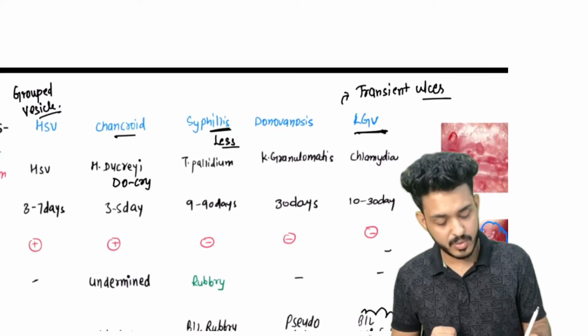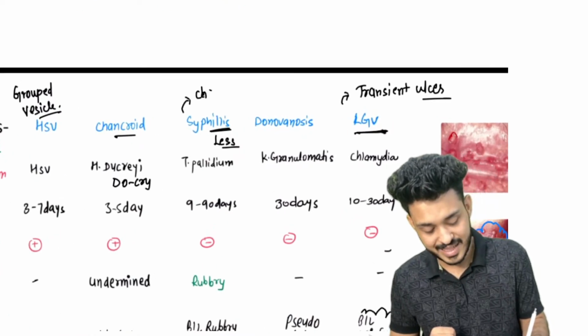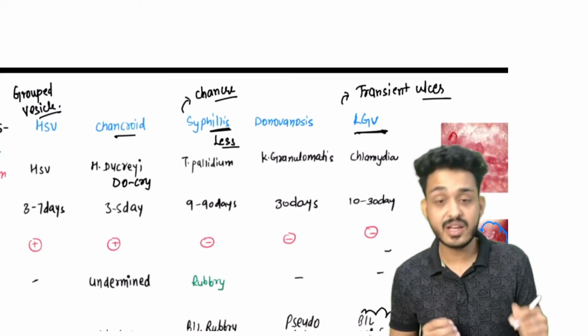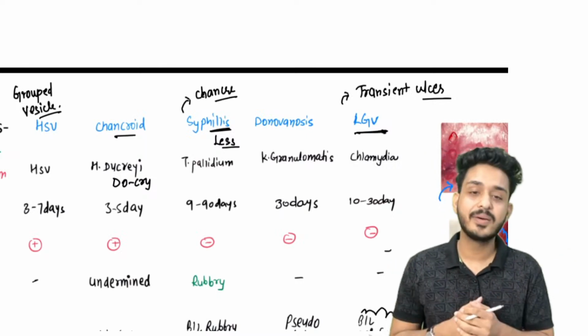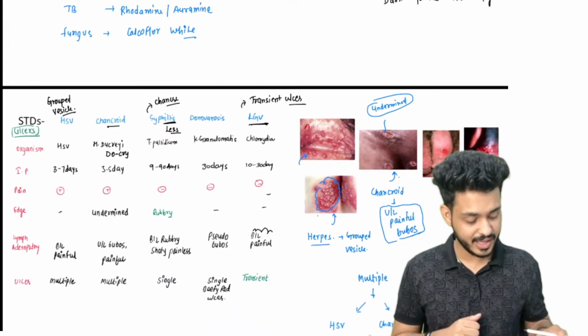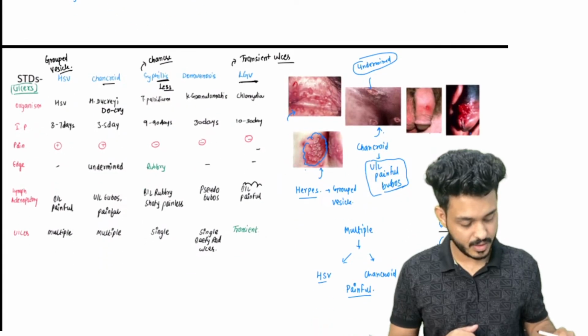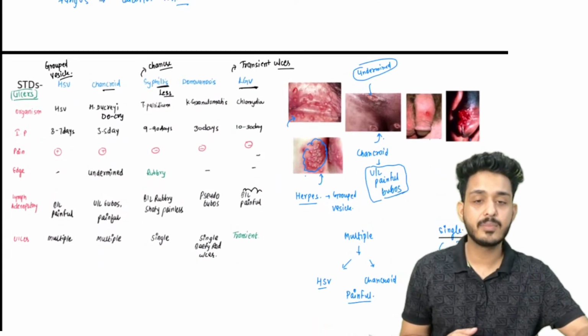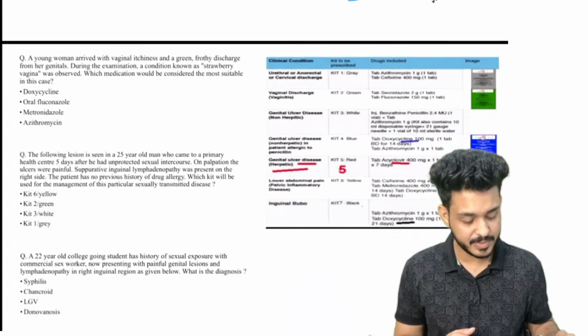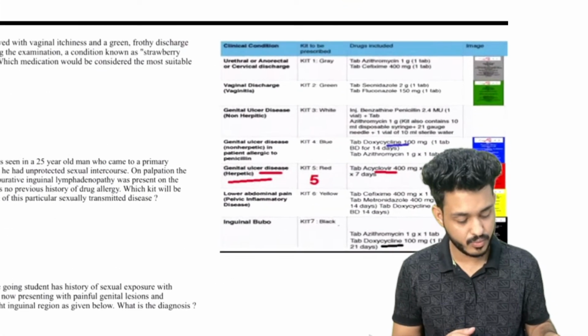What do we call the ulcer of syphilis? That is known as chancre. And chancre is painless. Remember, chancre is painless. That is how we can remember. Okay, done guys? Now we will be discussing the treatment itself, and then we will be solving the questions.